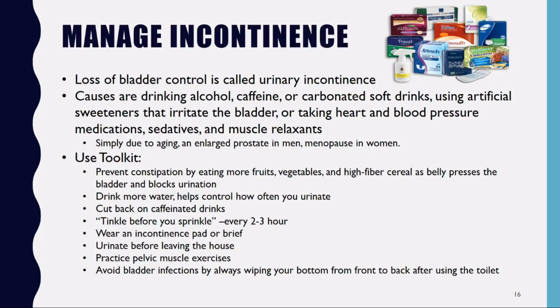Within our Aging in Place toolkit, you'll see several strategies that can be attempted to reduce incontinence with participants. Here's a short list of these items. You need to prevent constipation by eating more fruits, vegetables, and higher fiber and cereal, as the belly presses on the bladder and can block urination. Try drinking more water. It helps control how often you urinate, and cutting back on caffeinated drinks also helps.